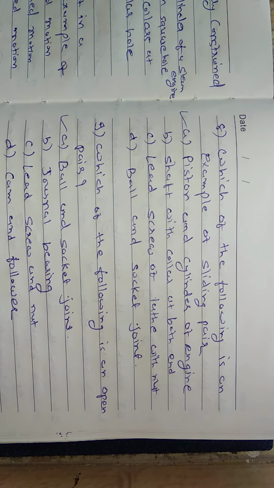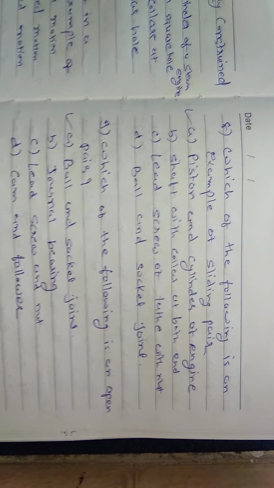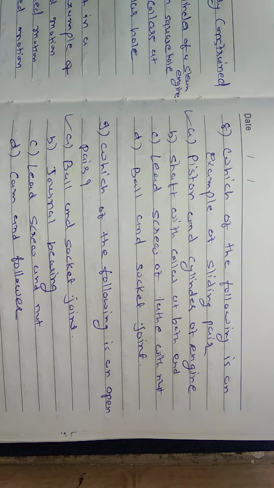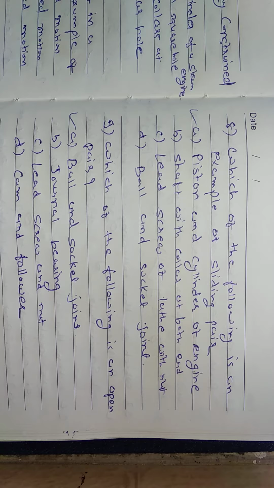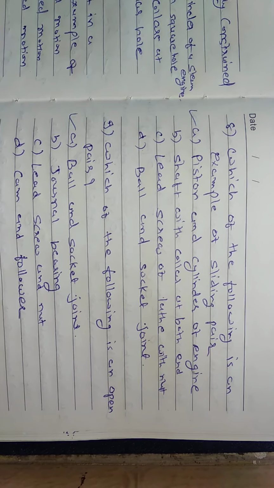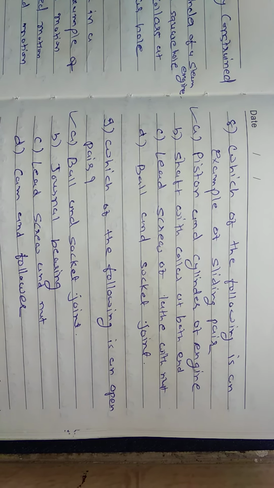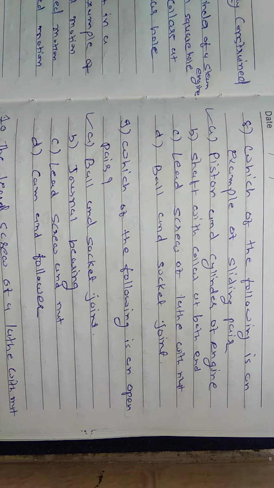Now which of the following is an example of the sliding pair? Obviously the piston and cylinder of an engine form a sliding pair. Okay, it is a very easy question. Sliding pair means reciprocating motion, piston and cylinder of an engine.